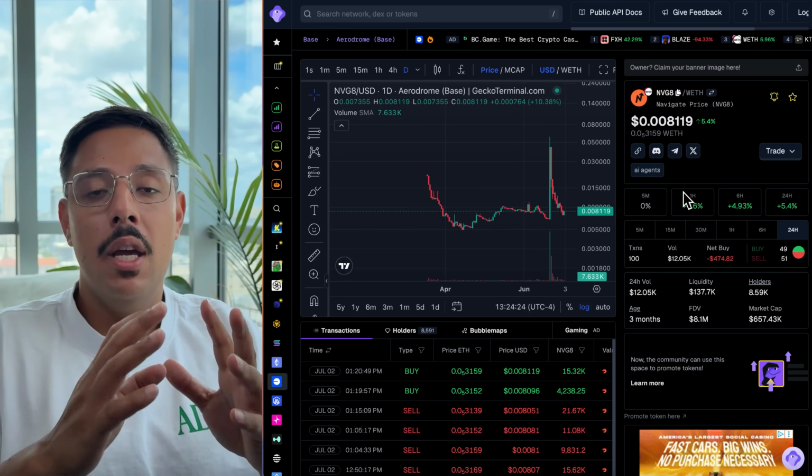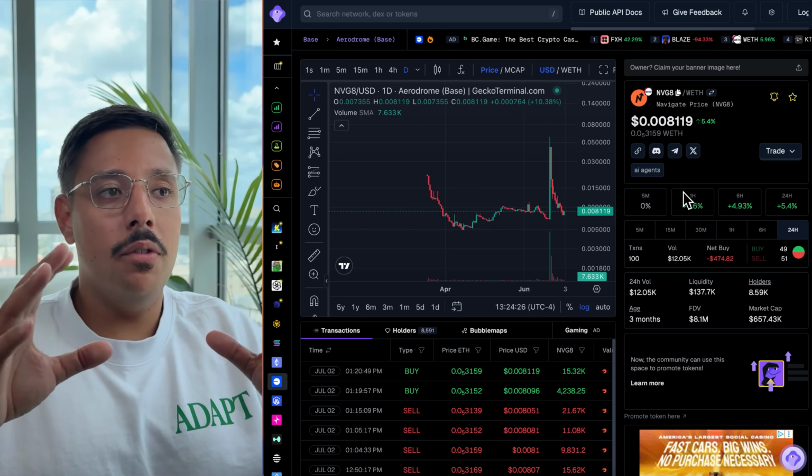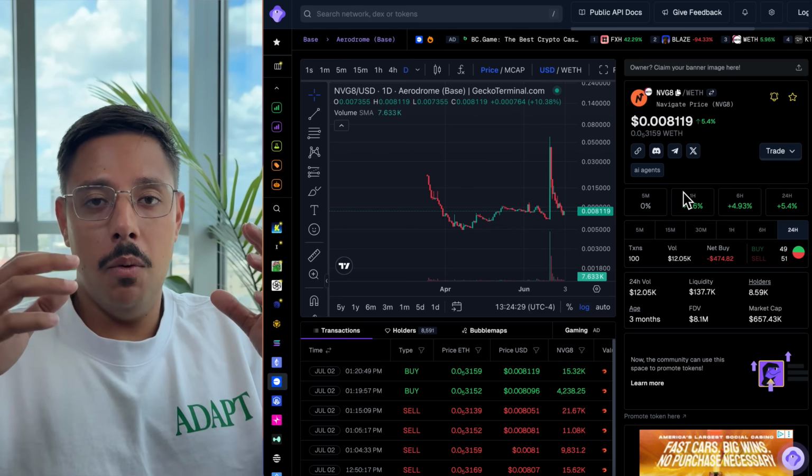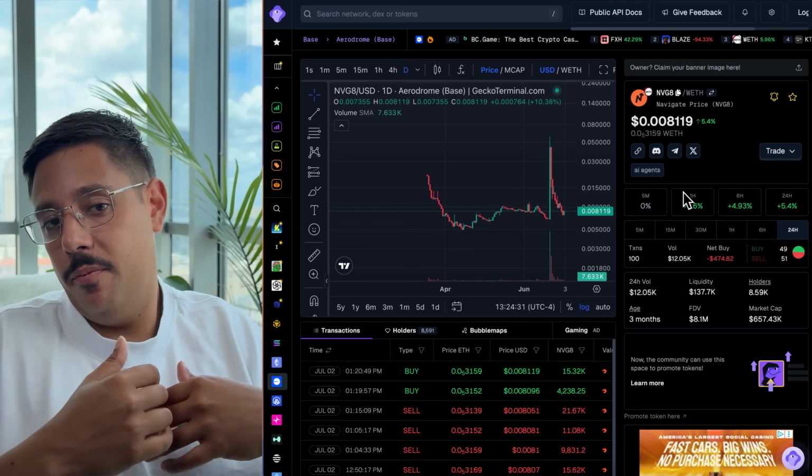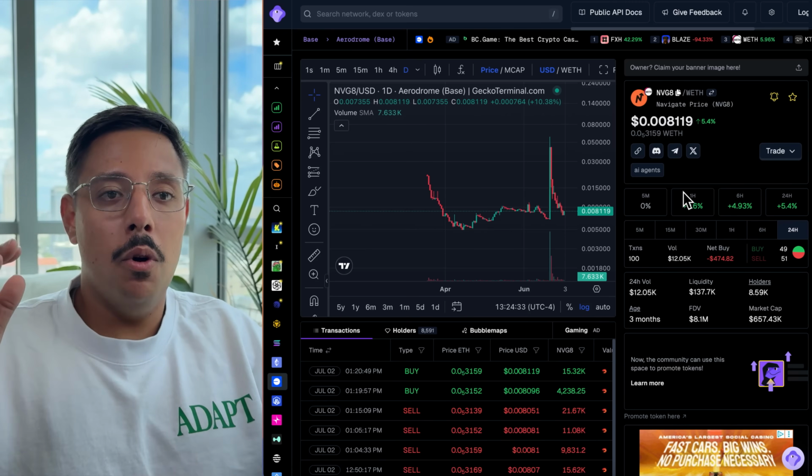I think Gecko Terminal is my favorite tool to find undervalued altcoins, to be honest with you guys. And if you want me to make tutorials on all this, please leave a comment below so I understand where your thoughts are at. If you need a full Gecko Terminal tutorial, I could do that as well.